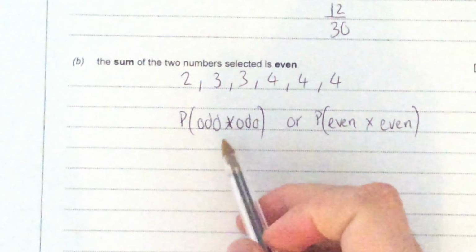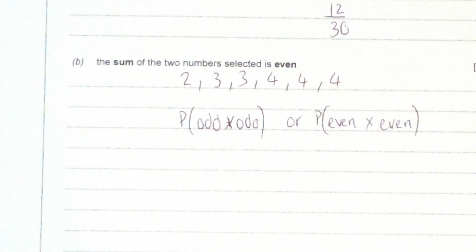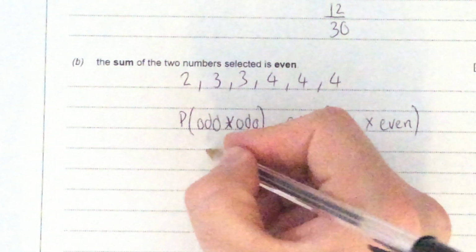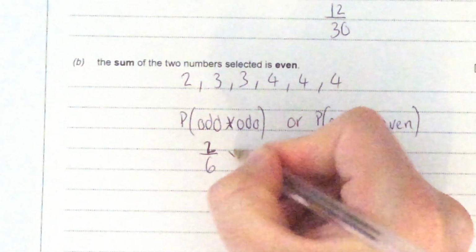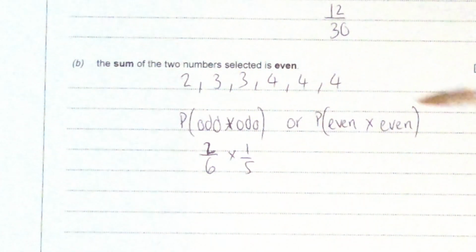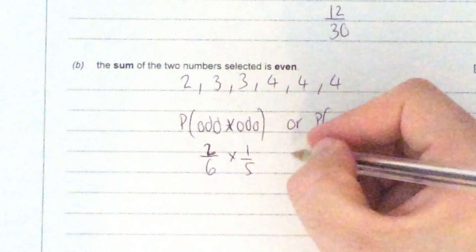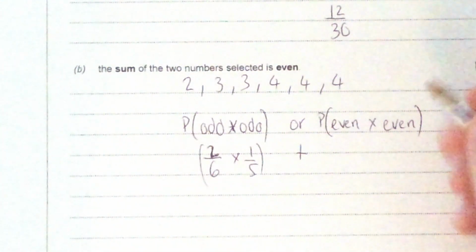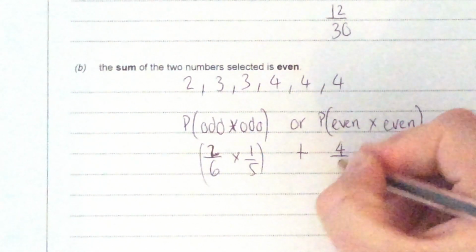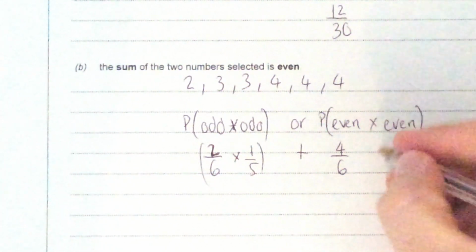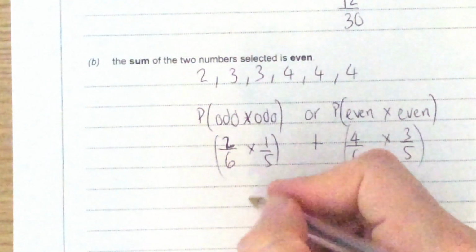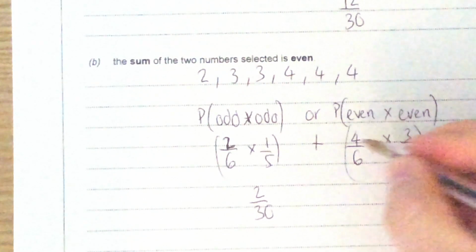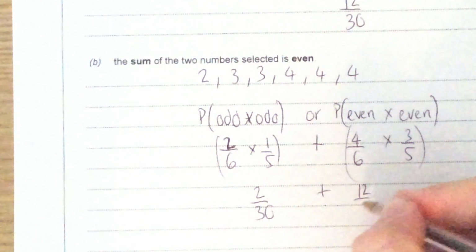So if I consider the odd scenario, the only way I can get an odd number twice is if I get the 3 first, so that's 2 out of 6, because there are 2 3s, times 1 out of 5. So the only way I can get two odd numbers is if I get both the 3s. With the even numbers, initially there are 4 out of 6 even numbers I can choose from, and then I multiply that by 3 over 5 afterwards. So I get 2 out of 30 for this one, and then 12 out of 30 here.